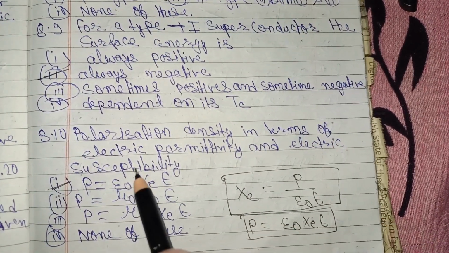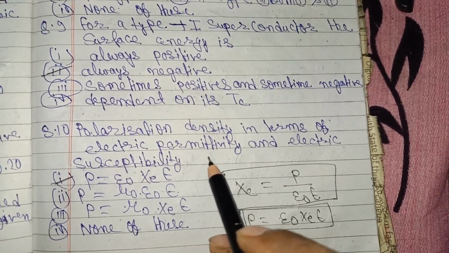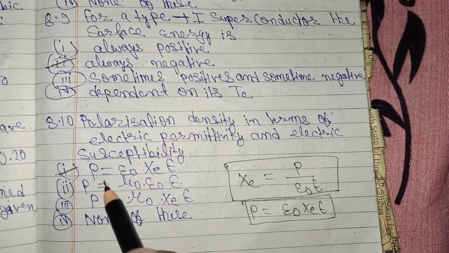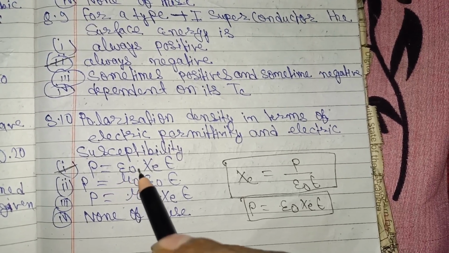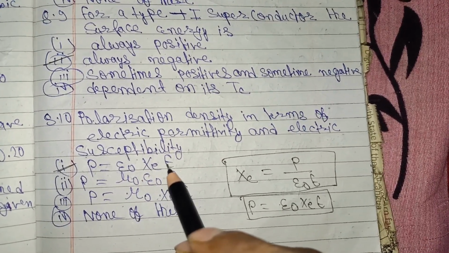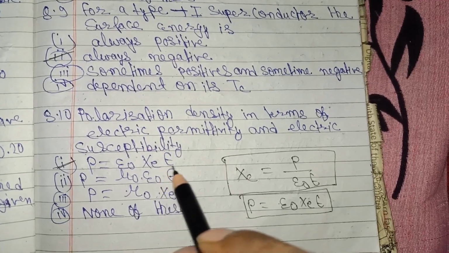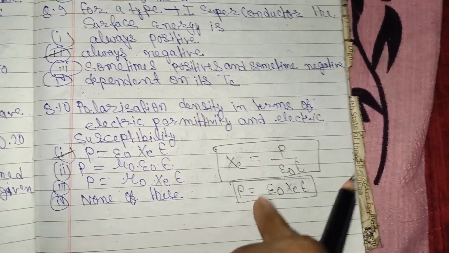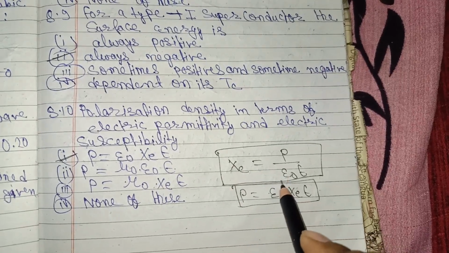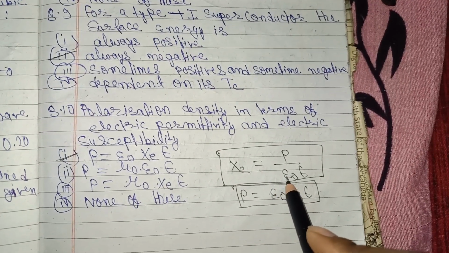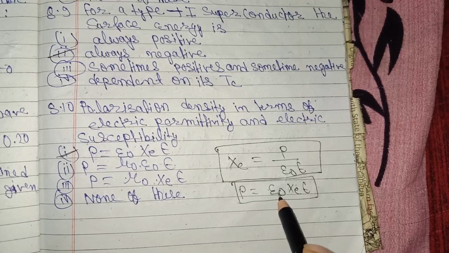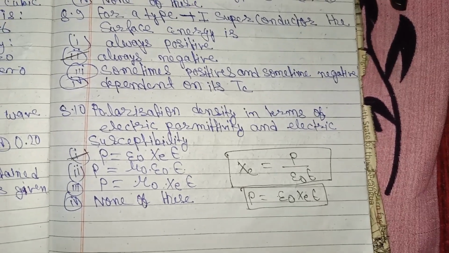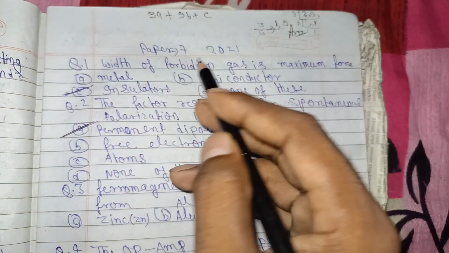Question number 10: polarization density in terms of electric permittivity and electric susceptibility is P equals epsilon 0 x E, capital E. So this is correct, and you see this relation: x is equal to P upon epsilon 0 capital E, so P is equal to epsilon 0 x E, capital E.